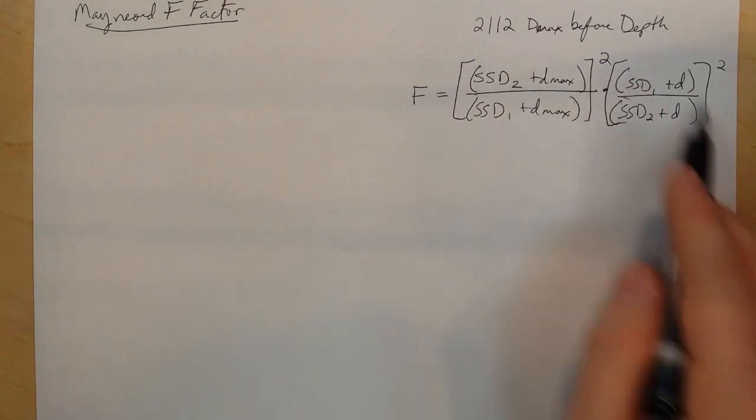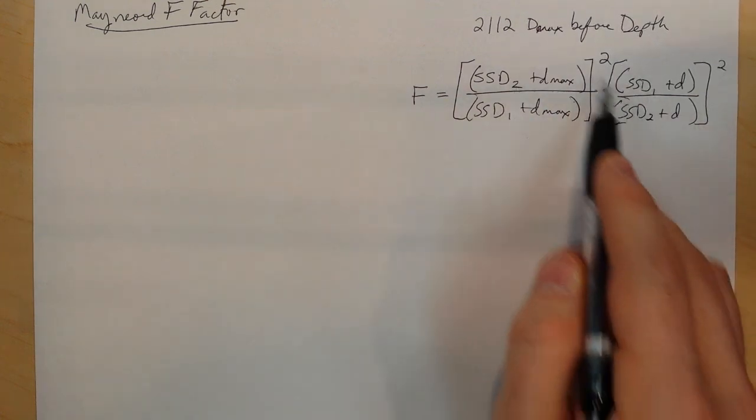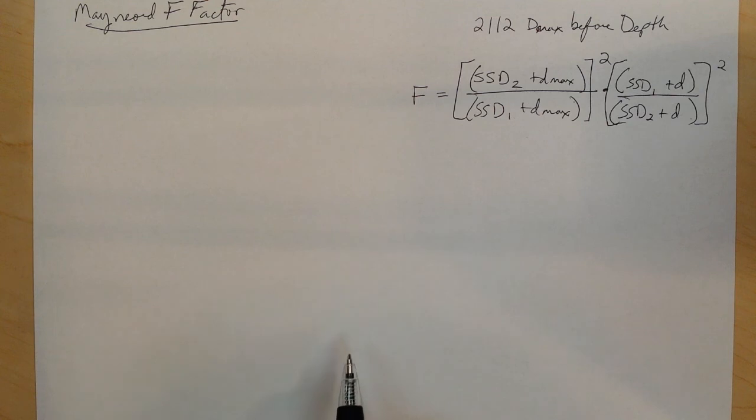Okay, this is the equation. 2, 1, 1, 2, D max before depth. If you want to see how it's derived, you're more than welcome to look in either Khan or at John Smith's nice little PDF that he has on the website.